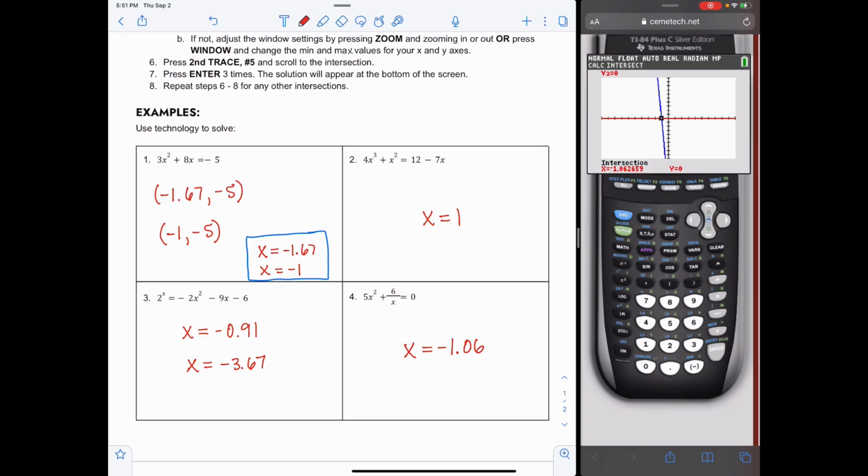All right. So this is how you can use the TI-84 to solve equations. All you have to do is put the right side in y1 and the left side in y2, or vice versa. And then you can just find the intersections. And voila, magic.